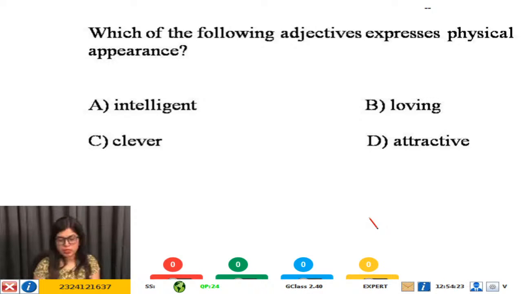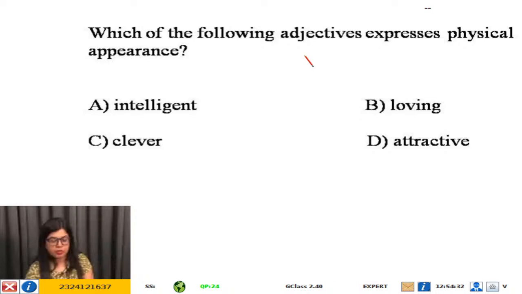Okay, students, your time is up and the correct answer here is attractive. Okay, so now let us move on to the next part of the topic. So let's look at the conversation. So what can you all see in the image? Yes, there's a monkey, right? Look at the monkeys here.